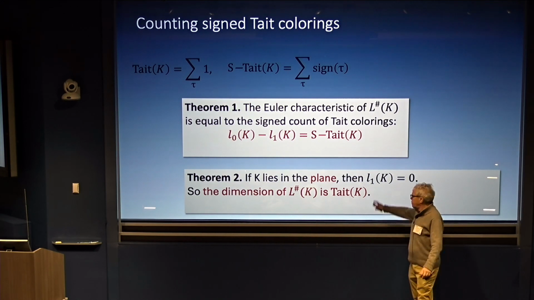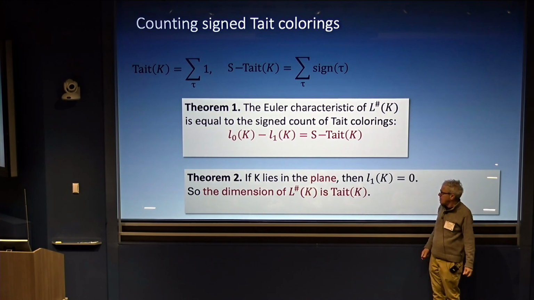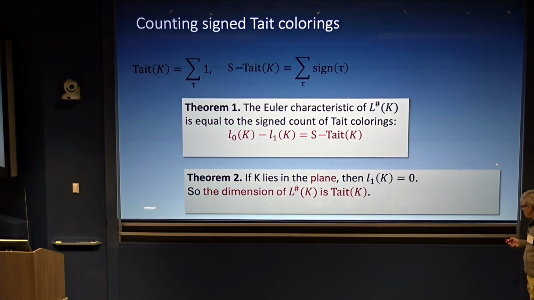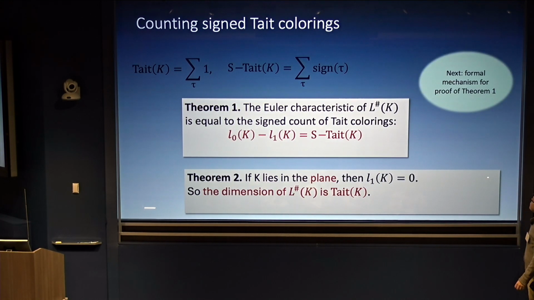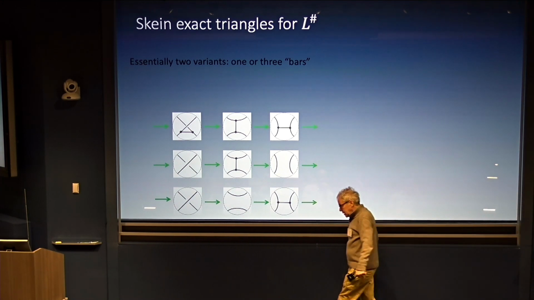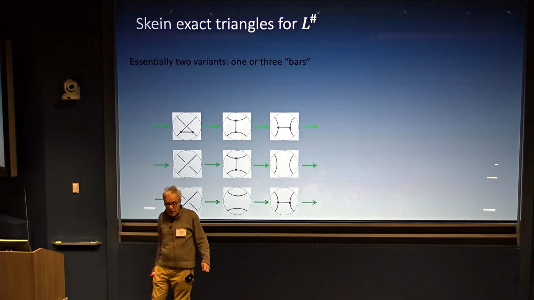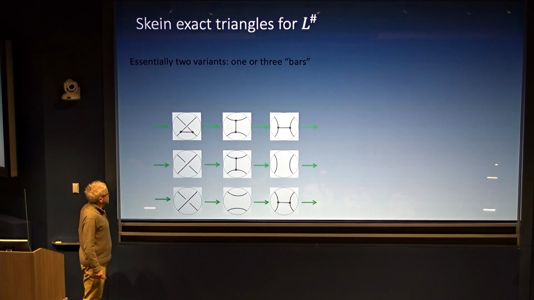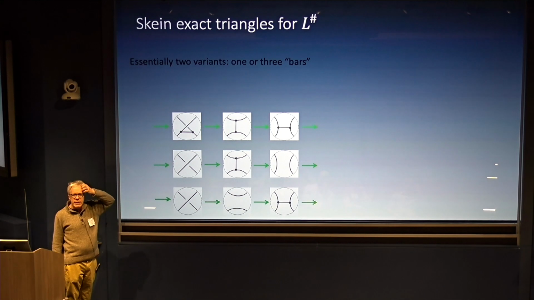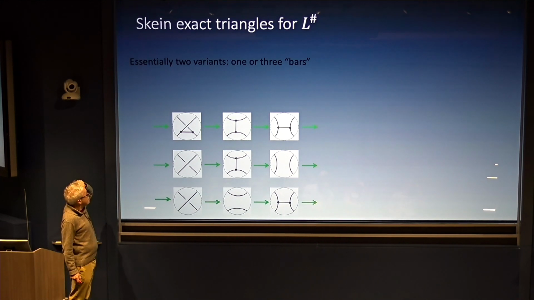Theorem 2 is not proved in this order. I mean, theorem 2 is just proved, as I'll explain, by just analyzing planar things directly. And the vanishing of the odd Betti number is sort of a corollary. The formal mechanisms of these, perhaps in the spirit of categorification: when I said L-sharp in some states categorifies the signed Tait count, it's also in the sense that there's a Skein relation for the signed Tait count, which becomes an exact triangle for L-sharp.